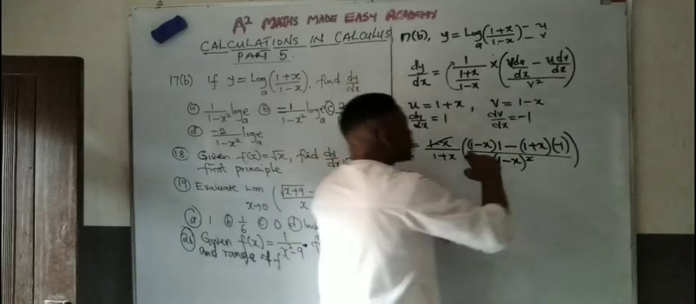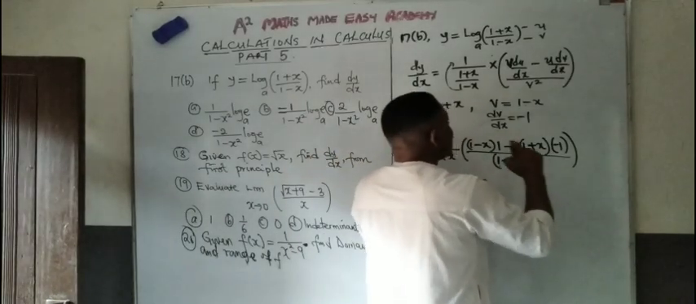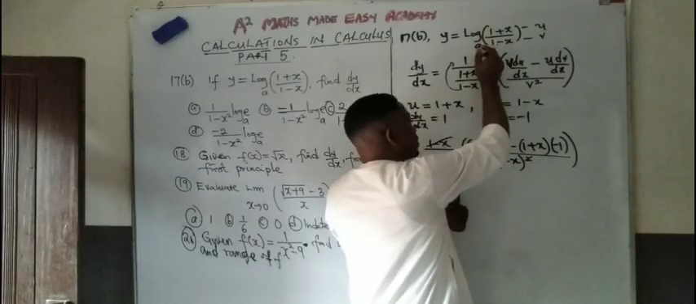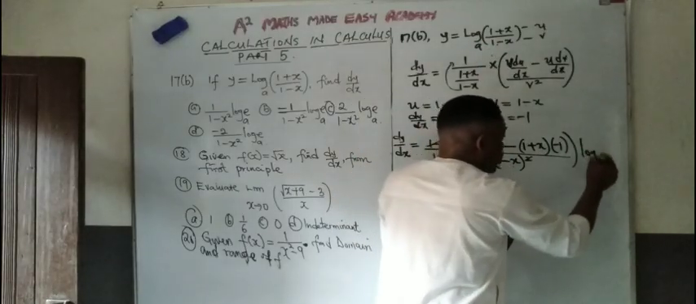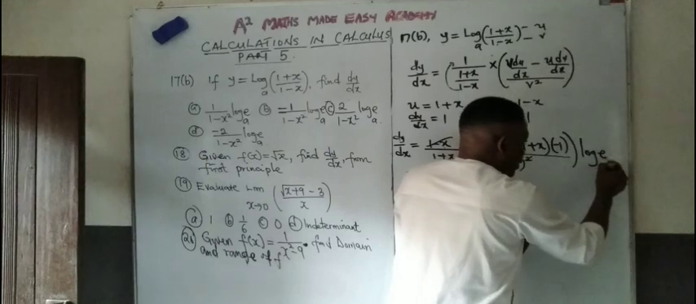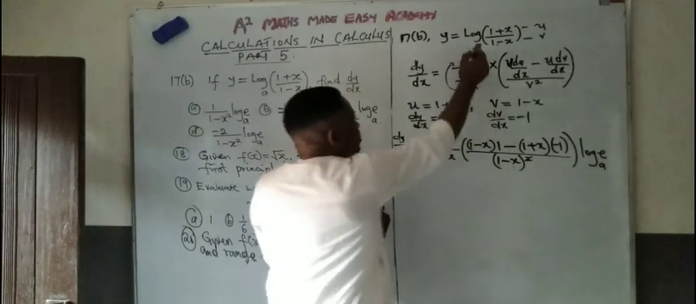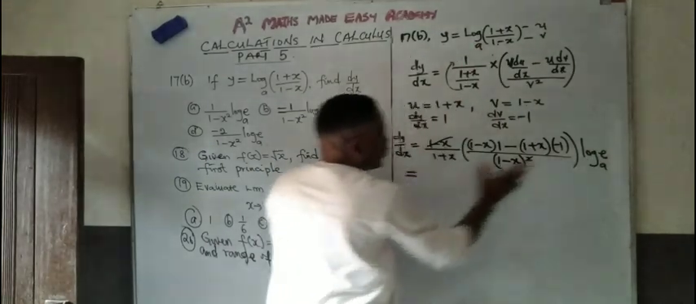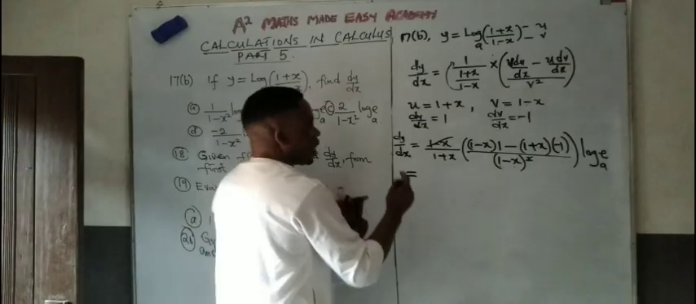And after you might have finished differentiating it, since it is in base a, I will now go ahead and put log exponential to base a. But if it is base e, I will not put anything. I will leave it like this and simplify. Then can we move ahead?